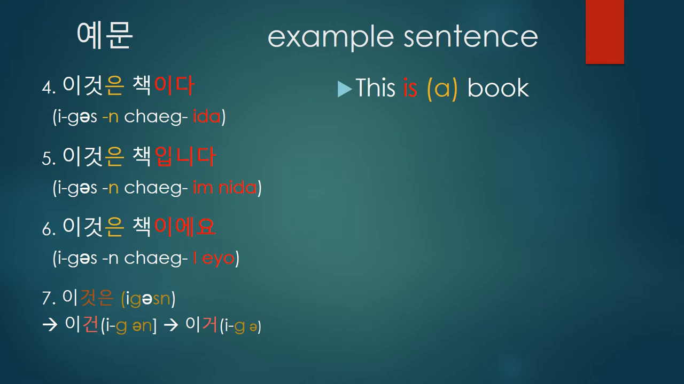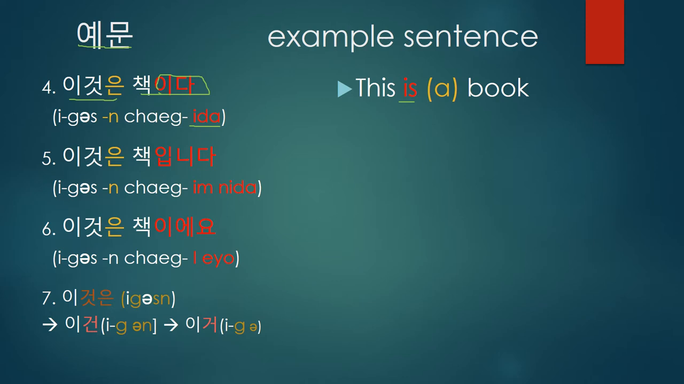This page is about example sentences of a Korean verb in present form. 예문 means example sentence. Number four, 이것은 책이다. You should know the ending is 이다. 이다 means is. So in English, it means this is a book. 이것은 책이다.